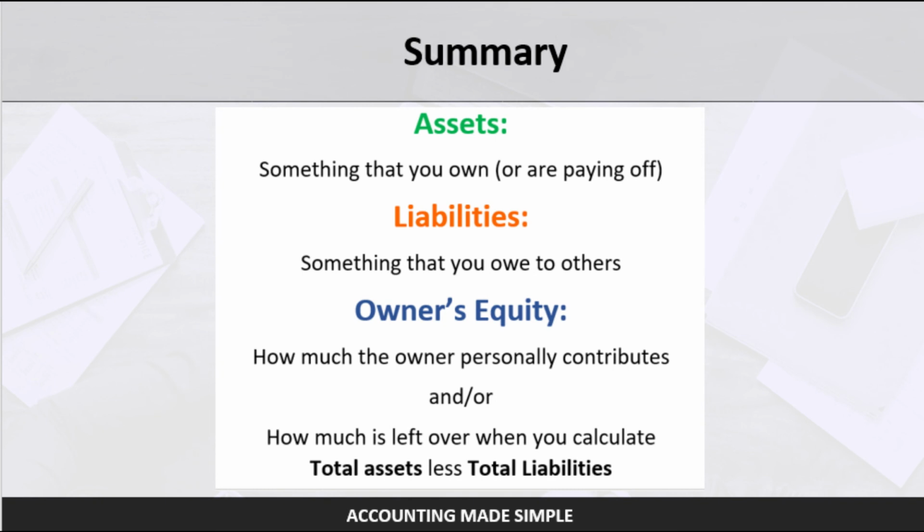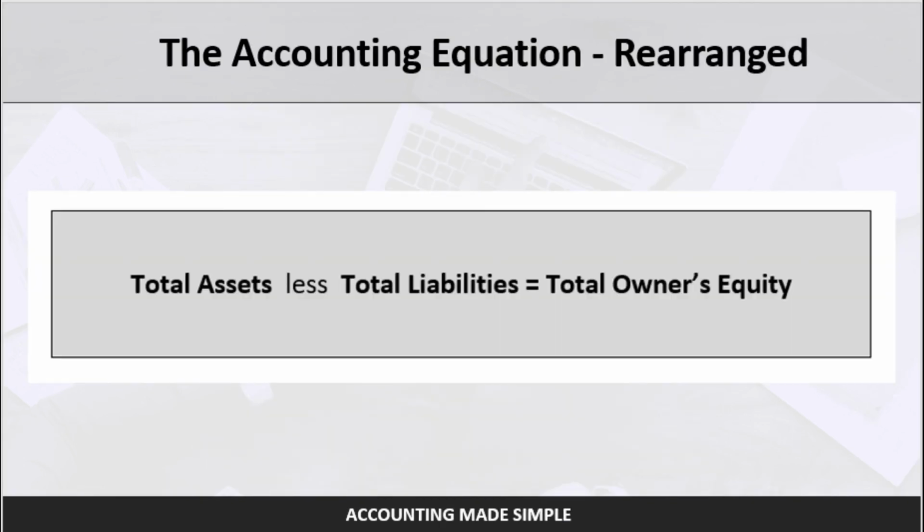From the example of the purchase of a car and the purchase of a house, we see the following. Assets are something that you own or are paying off. Liabilities are something that you owe to others. And owner's equity is how much the owner personally contributes. Or it could also be how much is left over when you calculate total assets less total liabilities. Total assets less total liabilities equals total owner's equity.